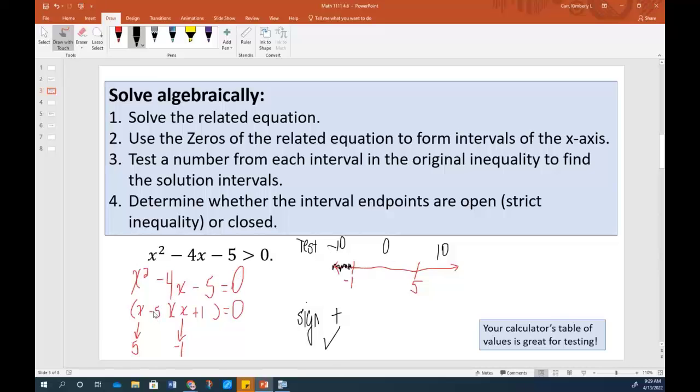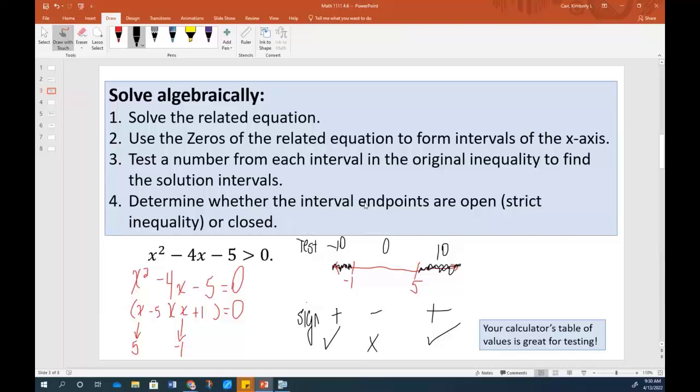When I plug in a 0, I end up with my x's will disappear, and I have a negative times a positive, which is negative. But a negative is not greater than 0, so that section does not work and will not be part of my answer. If I plug in a positive 10, this first parenthesis is positive, the second one is positive. A positive times a positive is a positive. So this section works, which means this part of my x-axis is going to work. So that was step 3. Test a number from each interval into the original inequality to find the solution intervals.